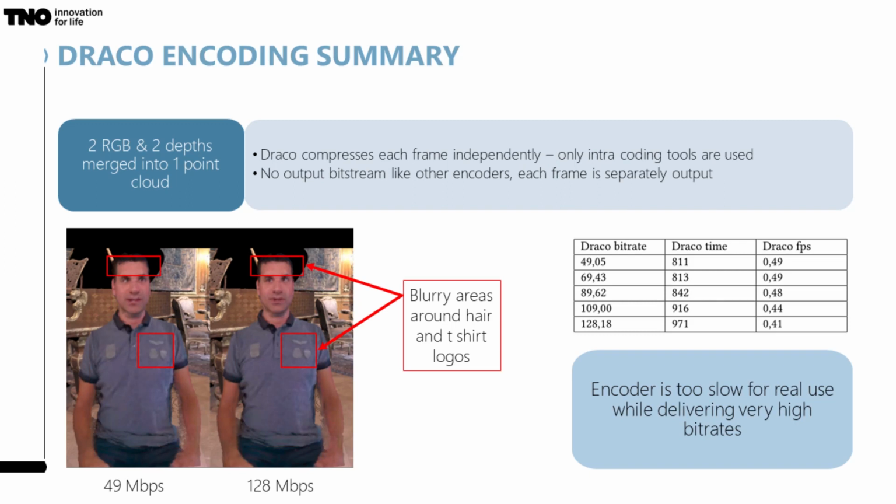Finally, the DRACO encoder. So DRACO is an encoder released by Google, and it compresses each frame independently, meaning that it only uses intra-coding tools. There's no output bitstream like the other encoders. Each frame is actually output separately. And you'll see that the bit rates are quite large, which we expected already with the intra-coding tools, and the time was also far too high for real-time use.